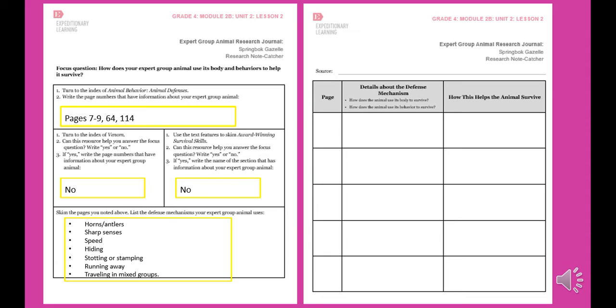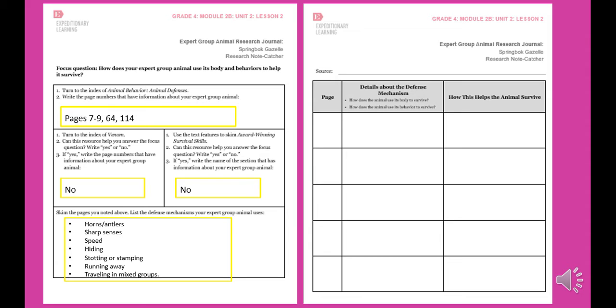Then we read those pages and we listed some different defense mechanisms that our expert group animal uses. So we said that the Springbok Gazelle has horns or antlers, sharp senses, speed, hiding, stotting or stamping, running away, and traveling in mixed groups. So that sheet should already be filled out from Lesson 4.